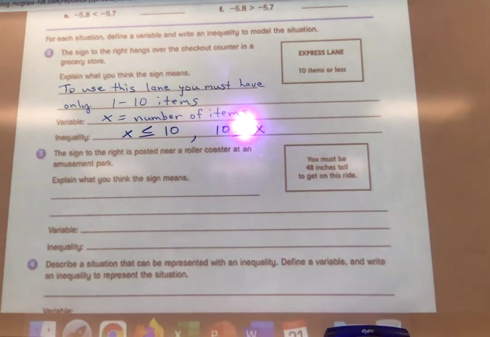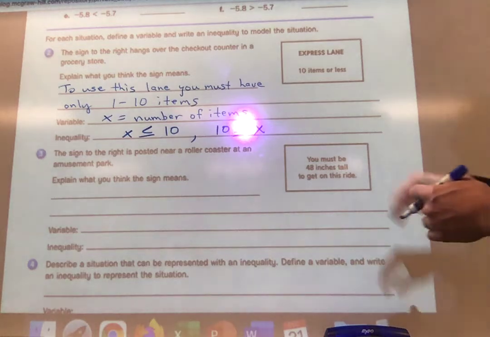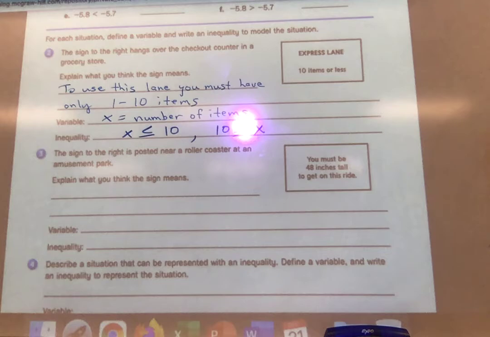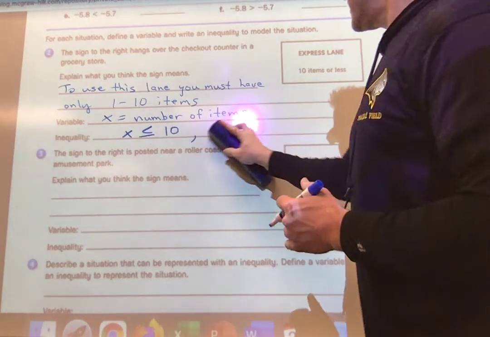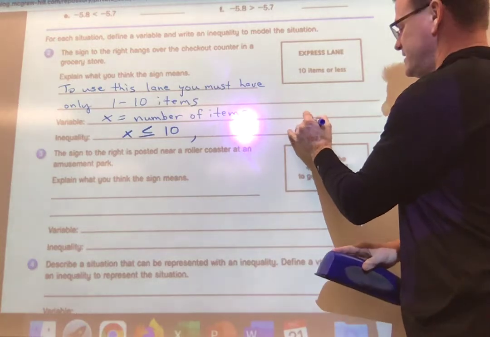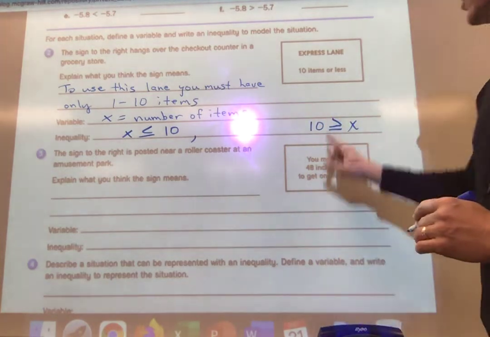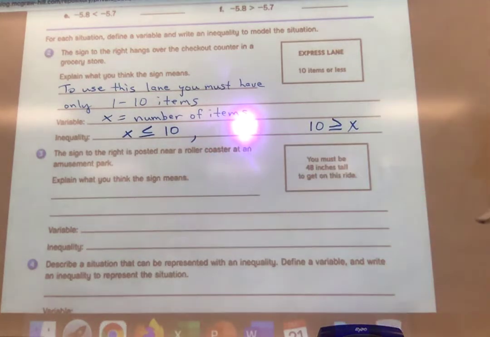You would have to put a constraint on this, and this is stuff we'll talk about later, that x has to be a whole number because you can't have partial items. But we'll talk about that as we get a little bit more advanced. Sorry, I couldn't see that there, so I'll rewrite it here: 10 is greater than or equal to x. Again, these two represent the same thing.